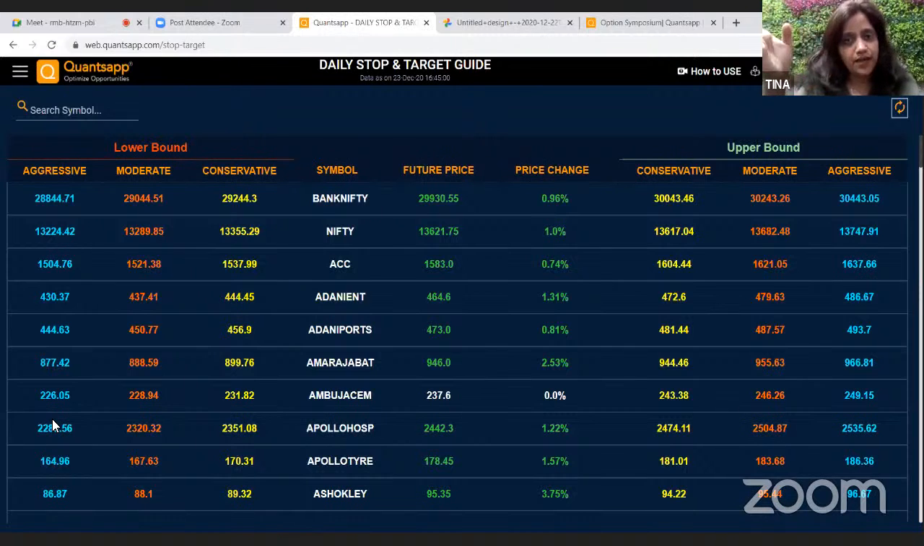So stop and target tells you basically what are the high conviction levels, the upper level and the lower level for each stock, and how it is moving. If you look at Nifty, 13,617 was this conservative upper level already. So given the current wall, this was the upper level.